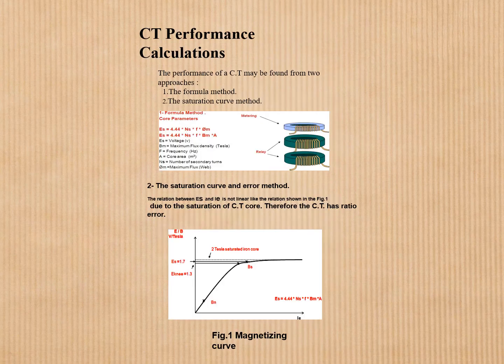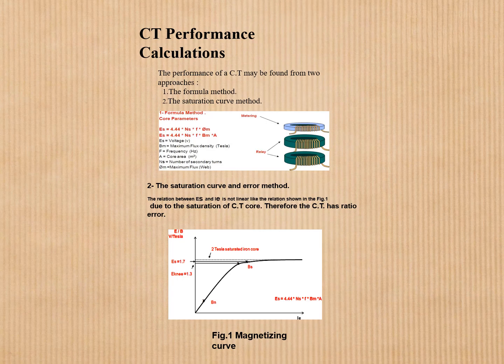CT performance calculations. The performance of a CT may be found from two approaches. The first one is the formula method, and the other one is the saturation curve method. Formula method: core parameters. ES equals 4.44 times NS times F times phi M. ES equals 4.44 times NS times F times BM times A.